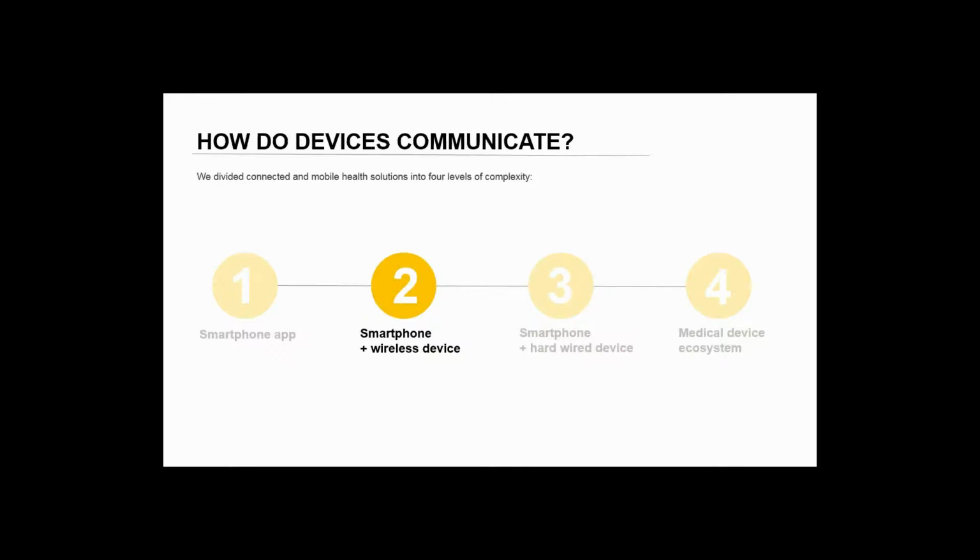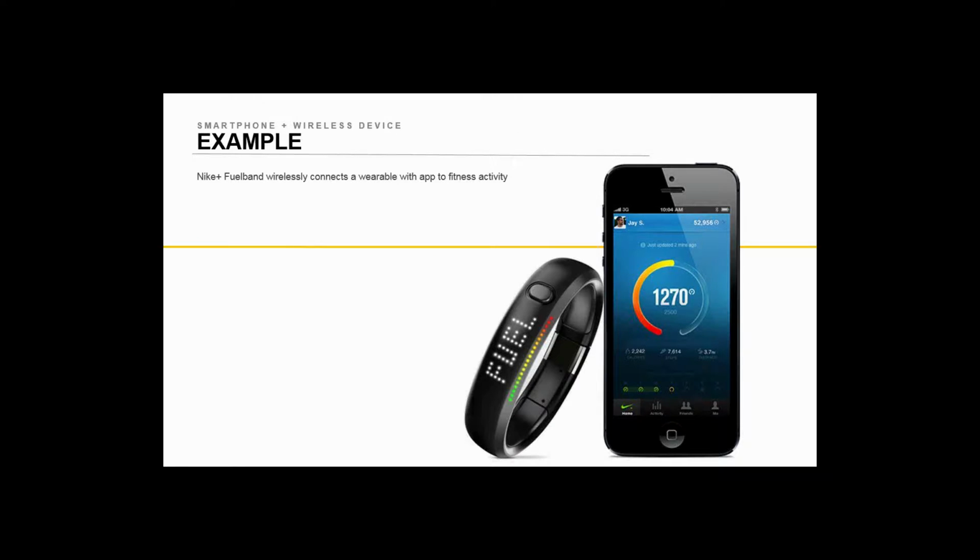The second, slightly more complicated, is linking a wireless device to a smartphone. The example here is the Nike Fuel Band. So this is cool stuff. It's a wearable device. It's wirelessly attached to the phone. It can leverage the phone for things like setup, but then complements the phone by adding a whole new set of sensors that are strategically located on the body to perform various tasks to feed data back wirelessly to the phone.